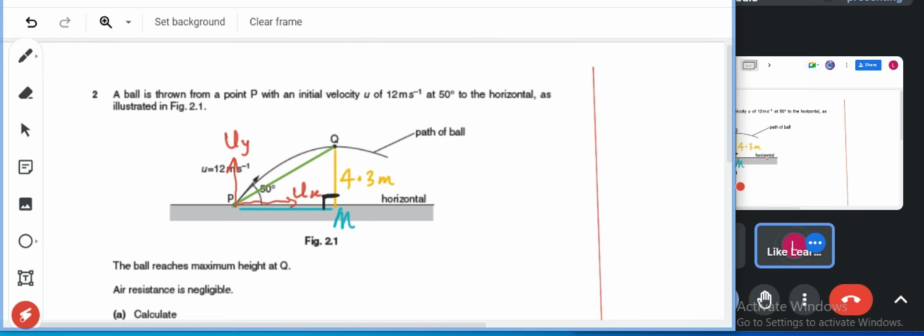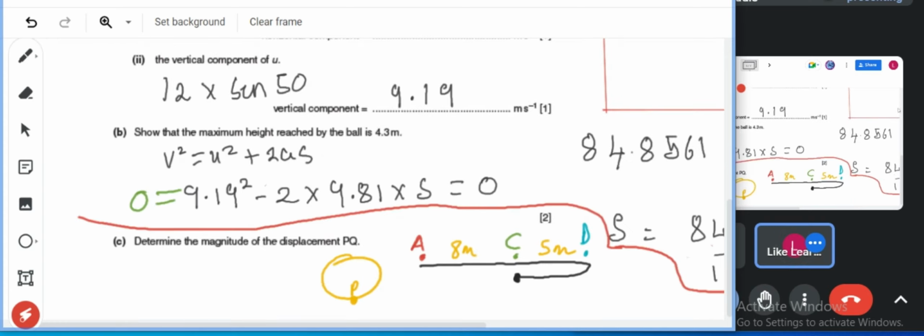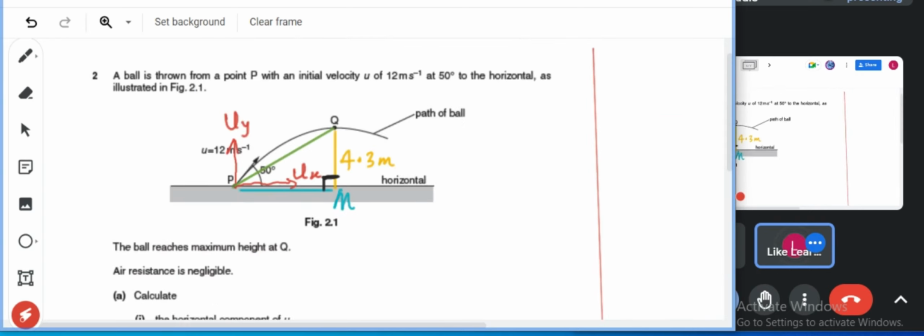Yes, the question says just the magnitude of the displacement, so it's only the size. But if it was to calculate the entire displacement, you will state both the magnitude and the direction, because it's a vector quantity, so you also need to calculate this angle. We'll even calculate it. Alright, so let's go on. You need to find this distance, and to get this distance you're going to use the horizontal component of the velocity, isn't it? Yeah. Which is ux. What did you get for your ux?